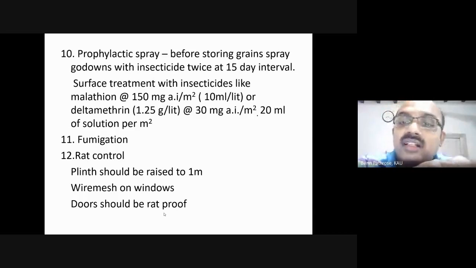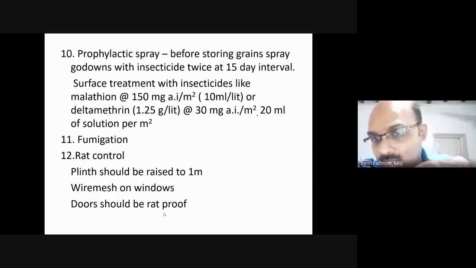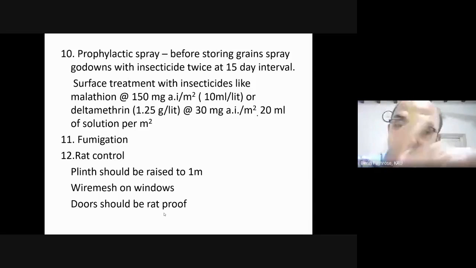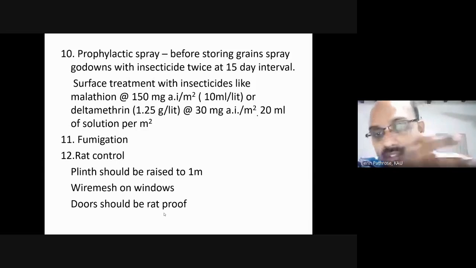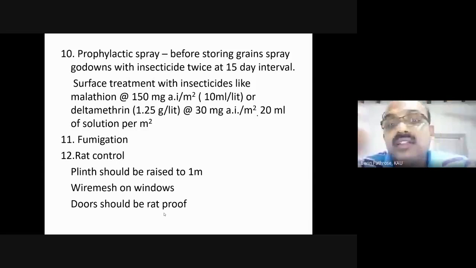So if you have 100 square meter of area, we need to take 2000 ml, that is 2 liters of water. And then take, if it is malathion, it will be 20 ml. And if it is deltamethrin, we should take 2.5 gram. So that's how, depending upon the square meter.